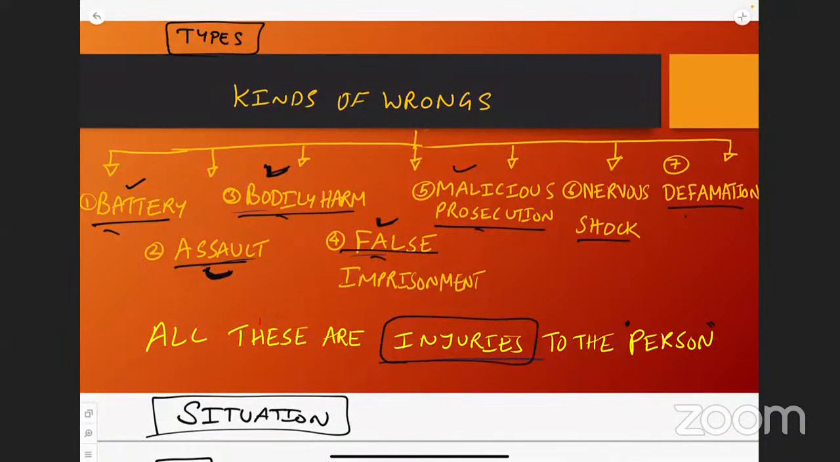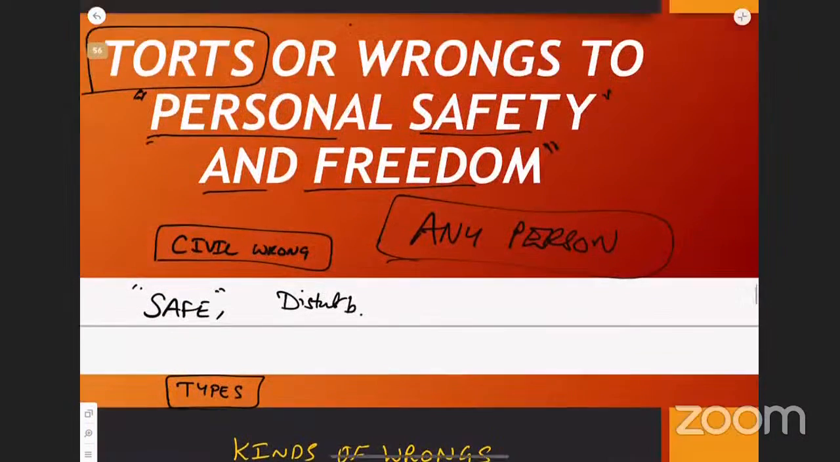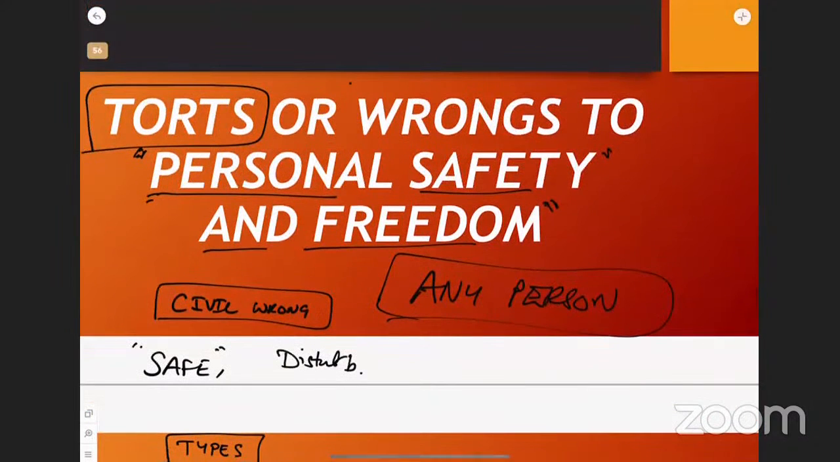Nervous shock, you're emotionally disturbing somebody. And defamation, you're writing and speaking to affect the reputation of a person. So that is the kinds of wrongs. So this is what we call the torts or freedoms to personal safety and freedom.